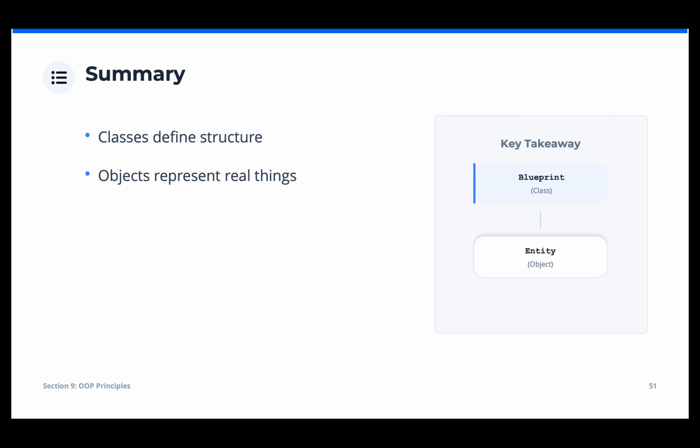Let's return to the key distinction. Classes define structure while objects represent real things created from that structure. The blueprint versus entity framing is repeated here, which is helpful because it's the single most important conceptual distinction for this topic.